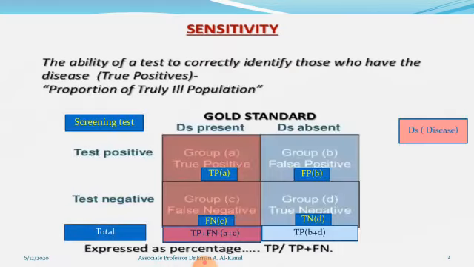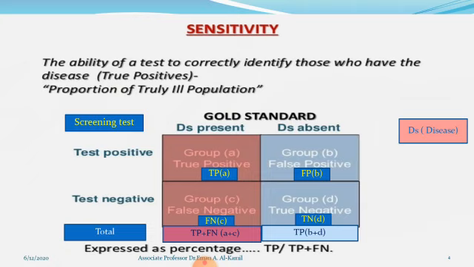The sensitivity of a screening test is the ability of a screening test to correctly identify those who have the disease, or true positive cases. That means the proportion of a truly ill population. Always, as we mentioned, we are going to compare the screening test with the gold standard test. The gold standard tests are accurate and reliable, and we can compare the screening test with them.